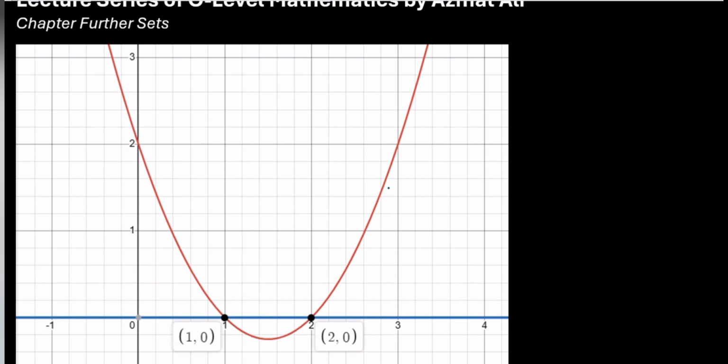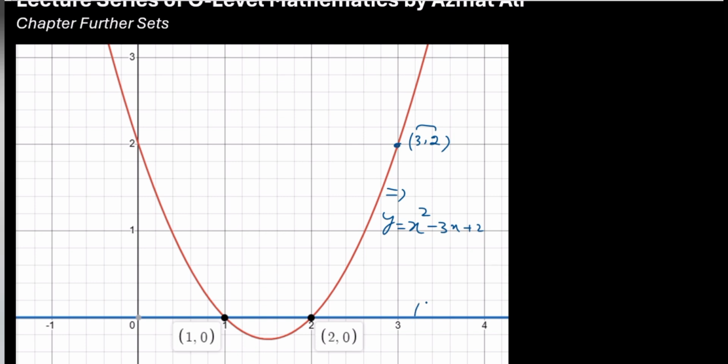This is the graph of my curve y is equal to x square minus 3x plus 2. You can see there are infinite points on this curve, like this one point here where x is 3 and y is equal to 2. These coordinates are both integers, but this is not acceptable because we need to find only the common points between both line and curve.